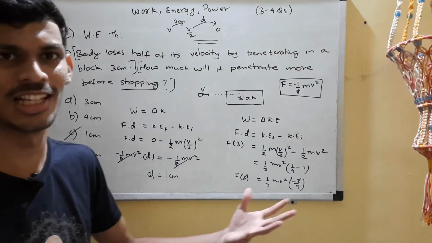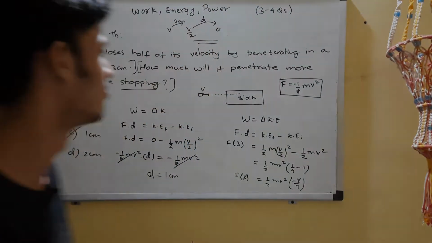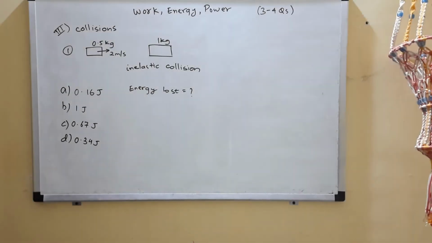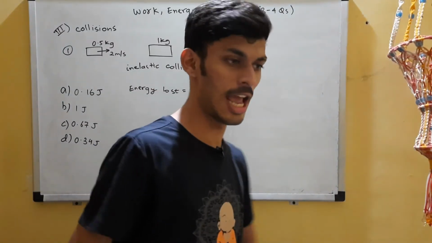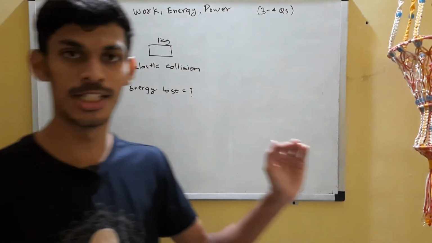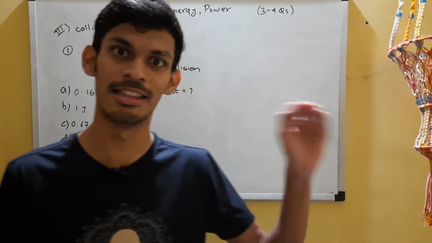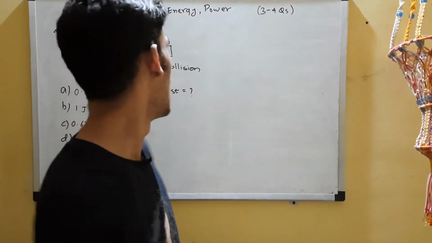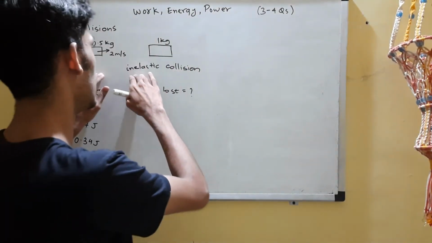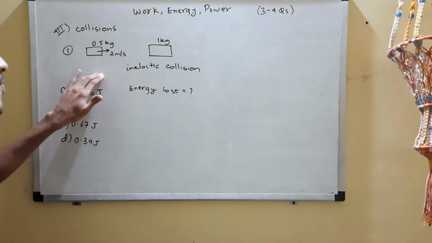So let's move to our next topic now. Our topic number 3 is collisions. Again, an important topic from the BITSAT point of view. 6 questions in the last 15 years, right? And in that also inelastic collision is the one which is favored more.